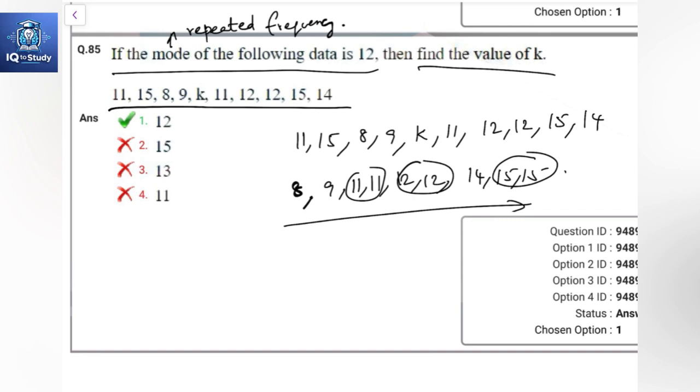Since 12 is the mode, it should occur more than twice. As per the question, they have already given that the mode is 12. So it should occur more than twice. It means the remaining value K is also 12. Then the mode is equal to 12.